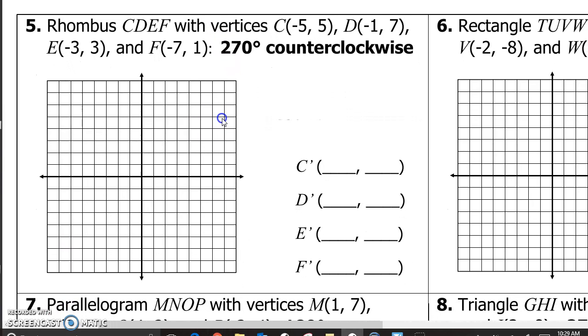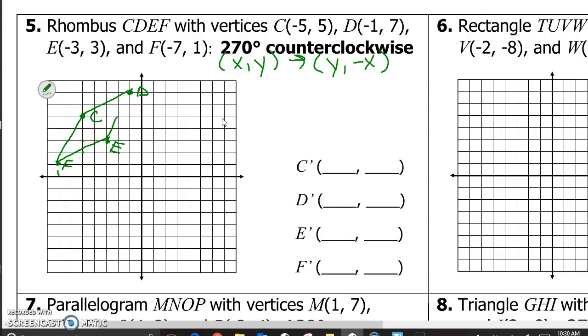All right, so we've got a rhombus that we're rotating 270 degrees. That rule for rotating 270 degrees is if we have x, y, we switch them, and the x becomes the opposite sign. So C, we've got negative 5, positive 5. That's C. D, negative 1, positive 7. E is negative 3, positive 3. And F is negative 7, positive 1.